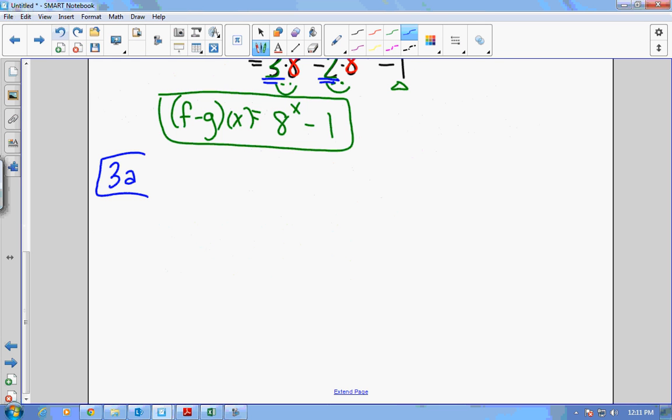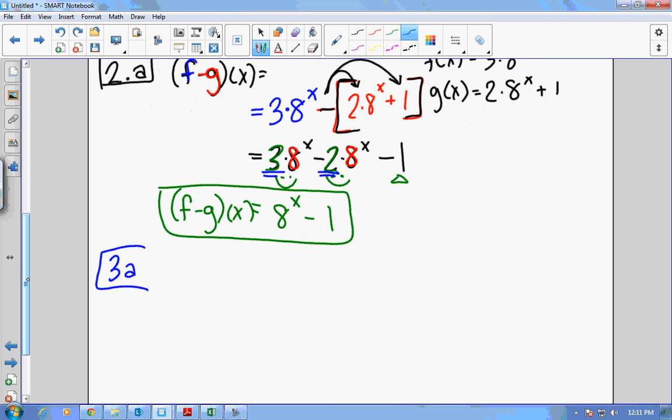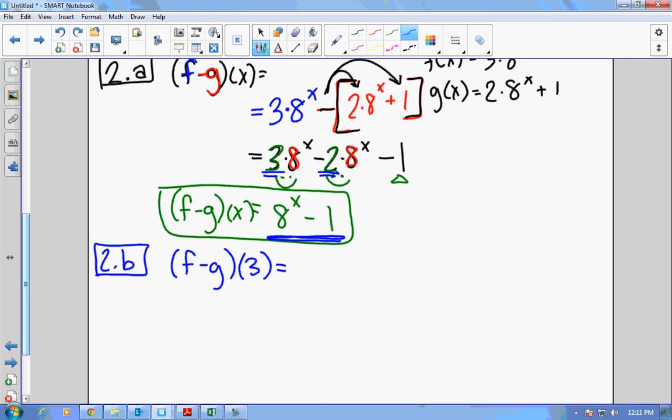Oh, did we not do B? Oh, we did not do B. I apologize. Back up to part B. It wants to evaluate at which value? Is it 3? Look at 2b. Yeah. Evaluating at 3. So that means we take the 3 and put it where, Colby? On the x from that difference equation we got.